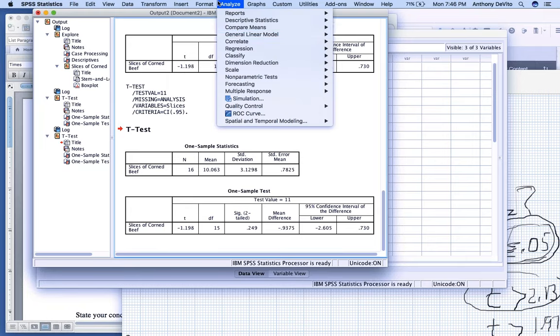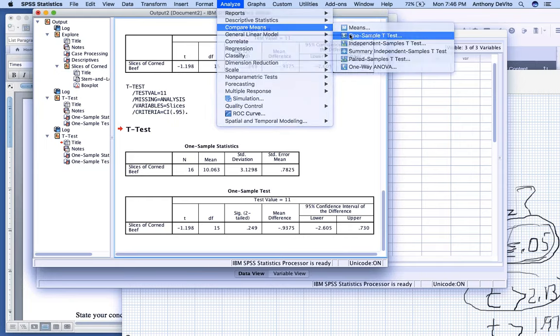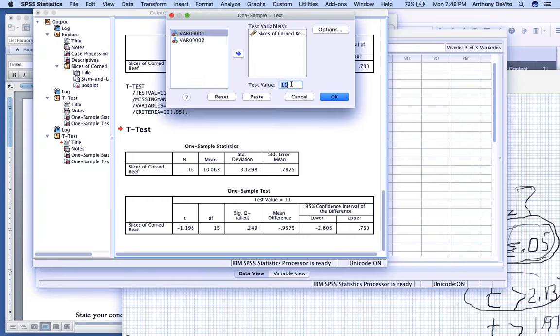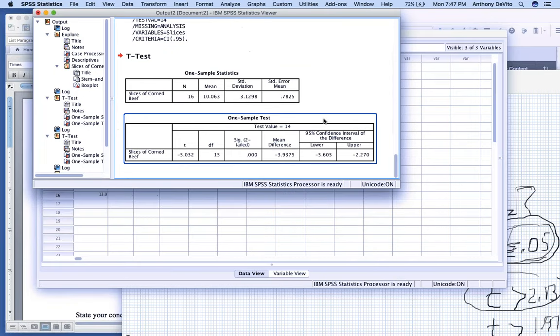I'm going to do it again. Analyze, descriptive statistics, crosstabs, compare means, single sample t-test. And this time I'm going to say, oh, they're really generous in Boston. They put 14 slices on their sandwiches. I know that that's a true mean in Boston. I'm going to run this test again. Okay, this time, what did I get? This time I got a t-score of 5. Can I reject my null hypothesis now? Am I bigger than my critical value for this sample size? Yes, I am, right? I'm bigger than 2.13.